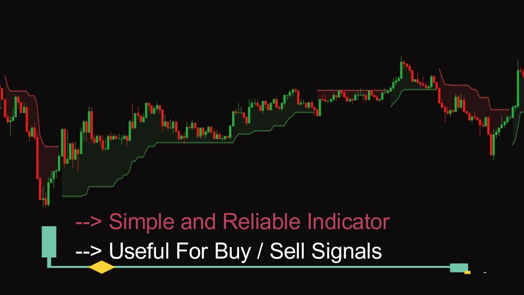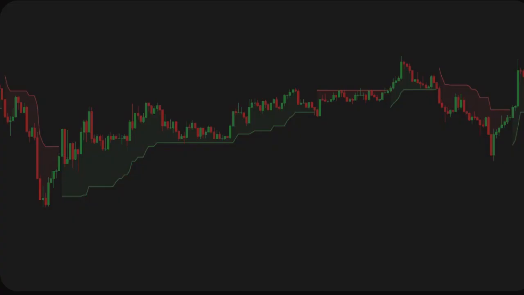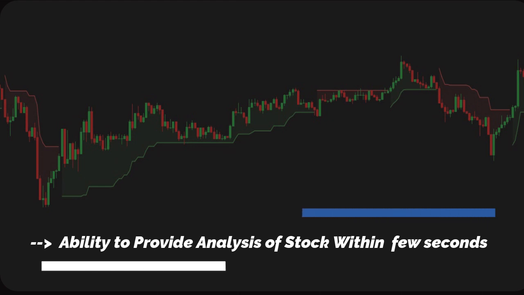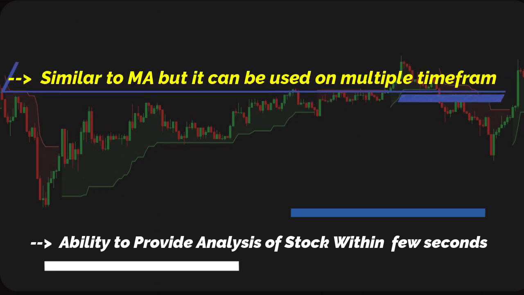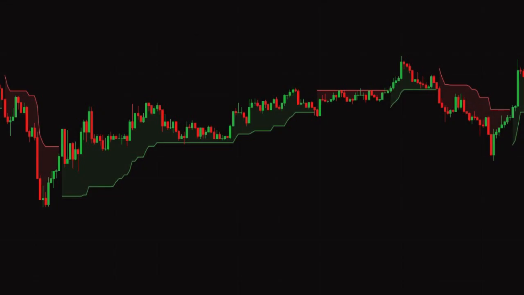Based on the strategy for a particular day, with the help of this indicator, you can locate precise signals to buy or sell. Intraday traders can use this Supertrend indicator to make their decisions quickly, since it can provide the analysis for a particular stock within a few seconds. This indicator is similar to moving averages, but it can be used on multiple timeframes to generate entry and exit signals.